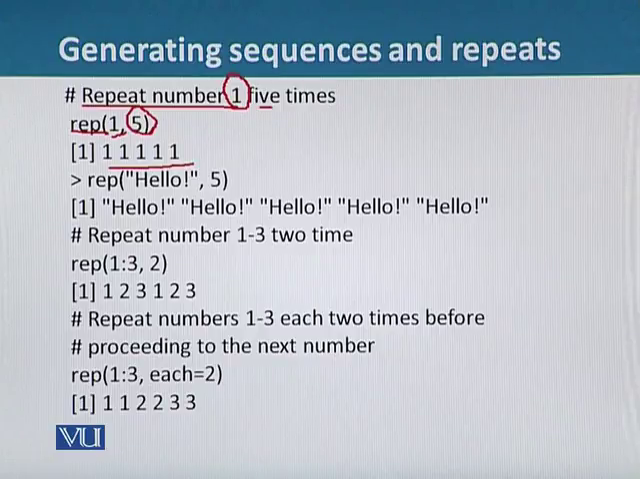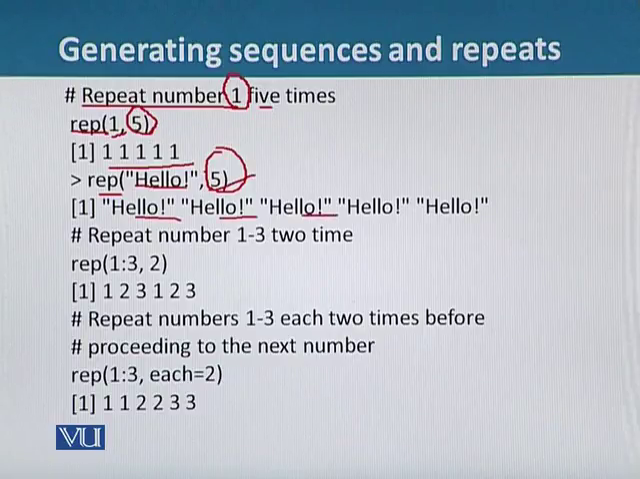Similarly, if we want to repeat text, we will use the command rep. Then we write the first argument, which is to be repeated, and the second argument, how many times it is to be repeated. So this word hello is repeated 5 times, and we will get the answer. Another type of repetition we can also do.